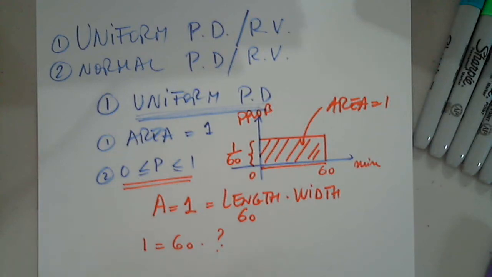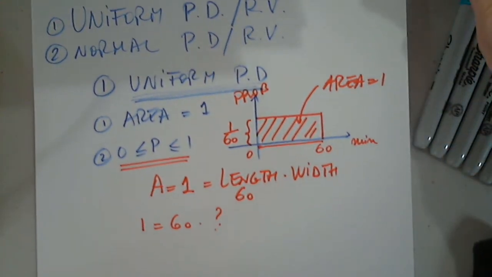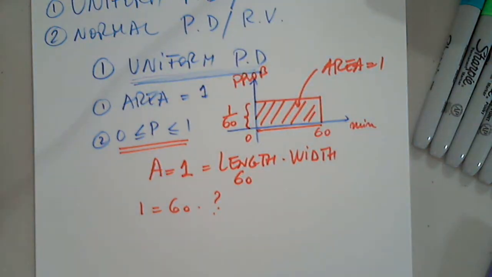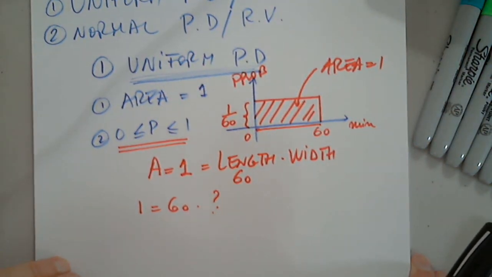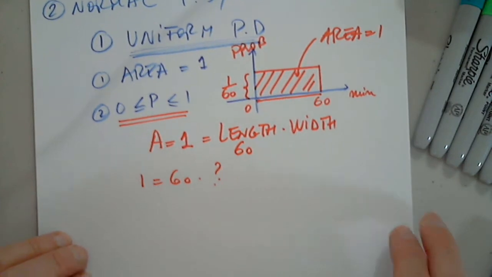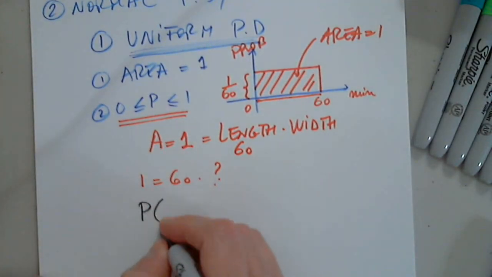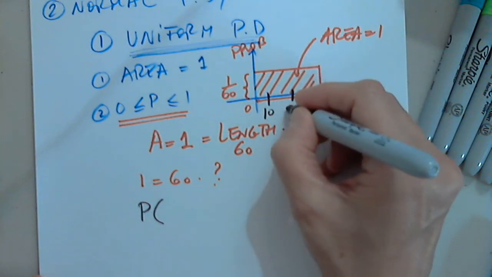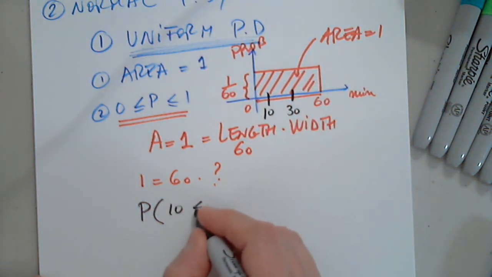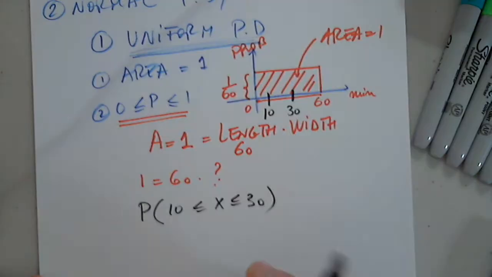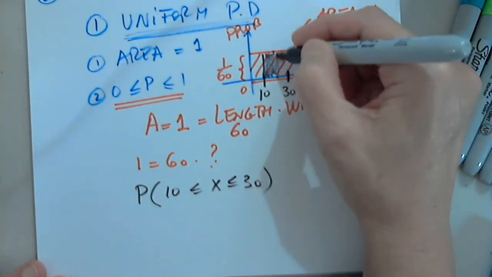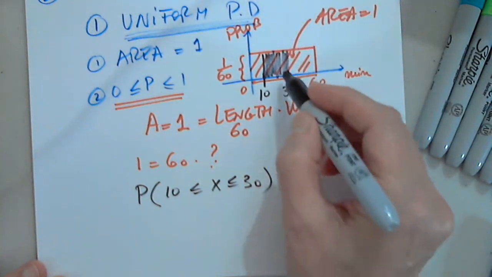Now, how do I determine probabilities for something like this? Let me move this because there are too many shadows here. Okay, so how do I determine, let's say, what is the probability that the package will arrive between 10 minutes and 30 minutes? All I have to do is determine this area, and that will give us this probability.